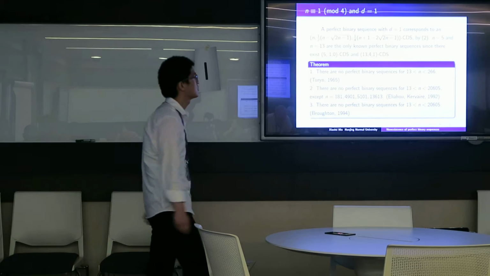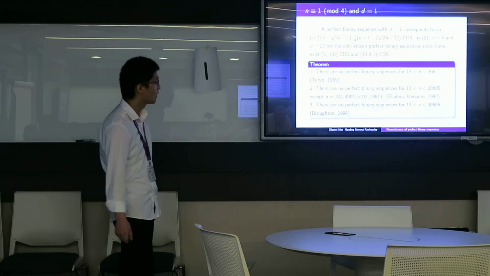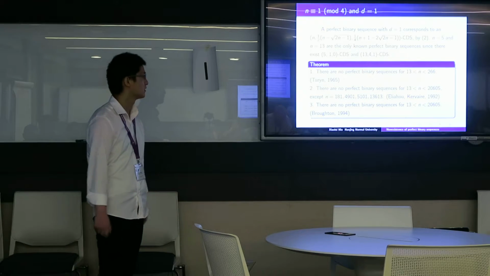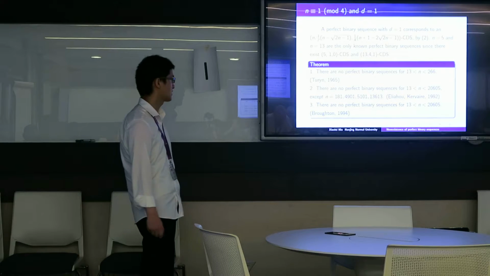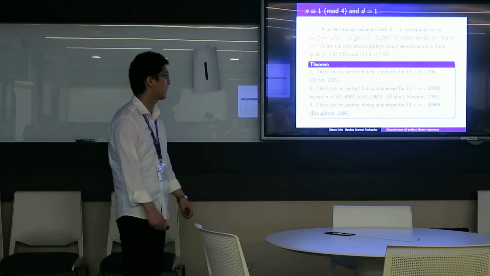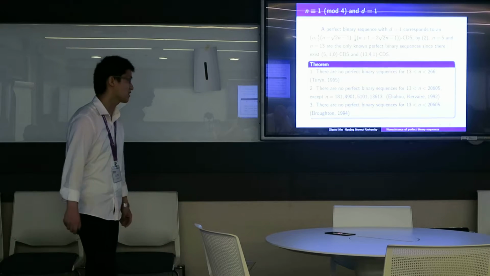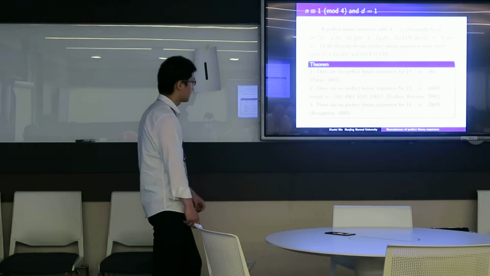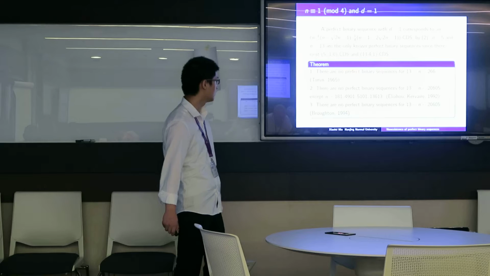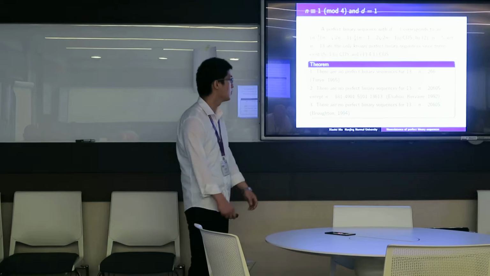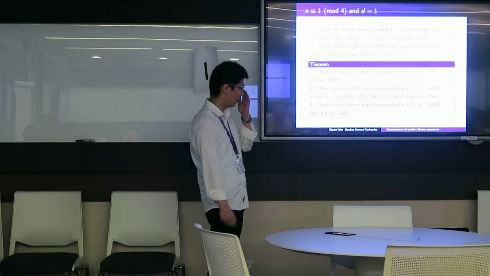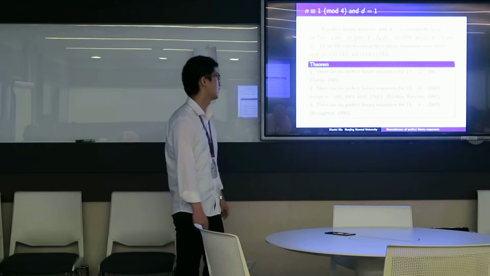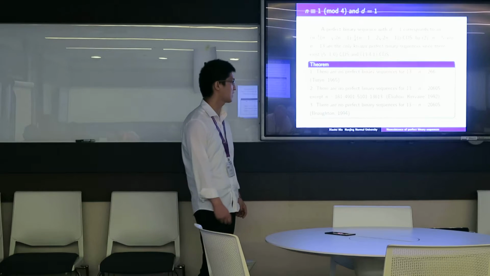Now we will introduce some null results. When n is 5 and n is 13, there exist perfect binary sequences. The others do not exist. In 1965, it was proved that there is no perfect binary sequence for n greater than 13 and less than 266.